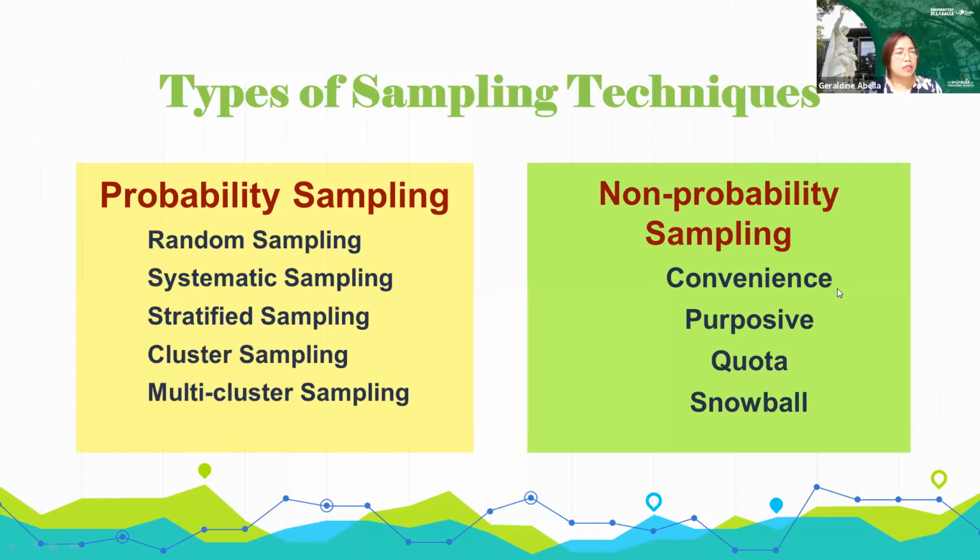So you will just position yourself in one place and whoever you meet, you will interview that person. So that's the convenience sampling technique. Non-probability, purposive. Purposive is used in qualitative research where you will have a criterion, a criteria in selecting the respondents.